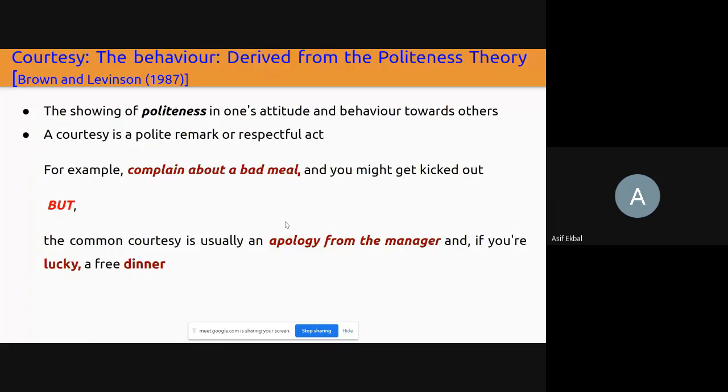So what we mean by courteousness is coming from the theory of politeness. There is a theory of politeness that was introduced in 1987 by Brown and Levinson. Politeness expresses one's attitude and behavior towards others. How polite you are will only be identified by how you behave with others. That is very important. And you can say courtesy is a polite remark or a respectful act.